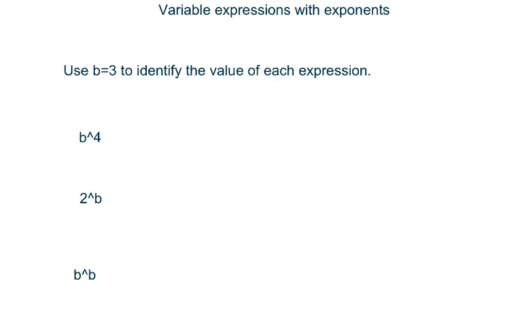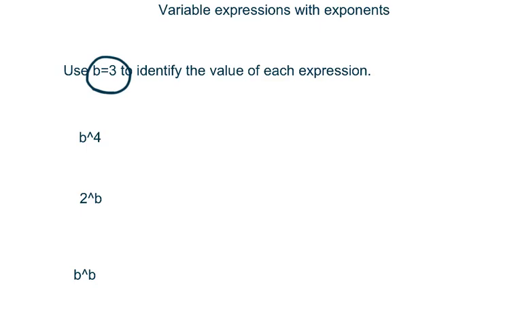The lesson we're going to look at today is variable expressions with exponents. We're going to build on the knowledge of exponents and bring in a variable. For example, our first set of questions deals with the variable b. Every time you see the letter b, it's going to equal the value of 3. So every time you see a b, we're going to have to put a 3 into it.